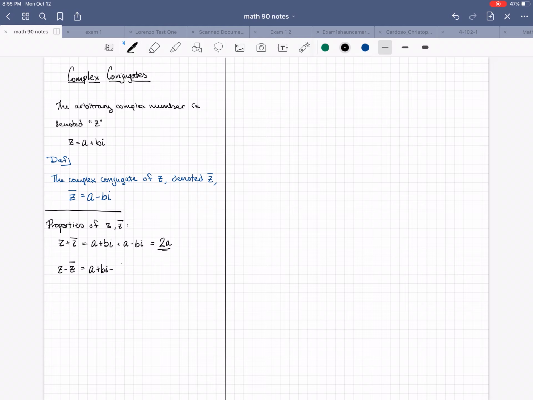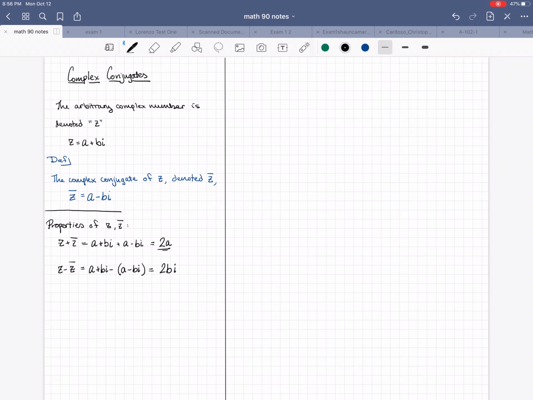The difference between a number and its complex conjugate, on the other hand, is always going to be imaginary. So if we subtract A minus BI from A plus BI, you can see here that the real parts, because they're the same, are just going to cancel out. And when I subtract negative BI from BI, since subtracting a negative turns it positive, this becomes 2BI. So the difference between a number and its complex conjugate is always purely imaginary.